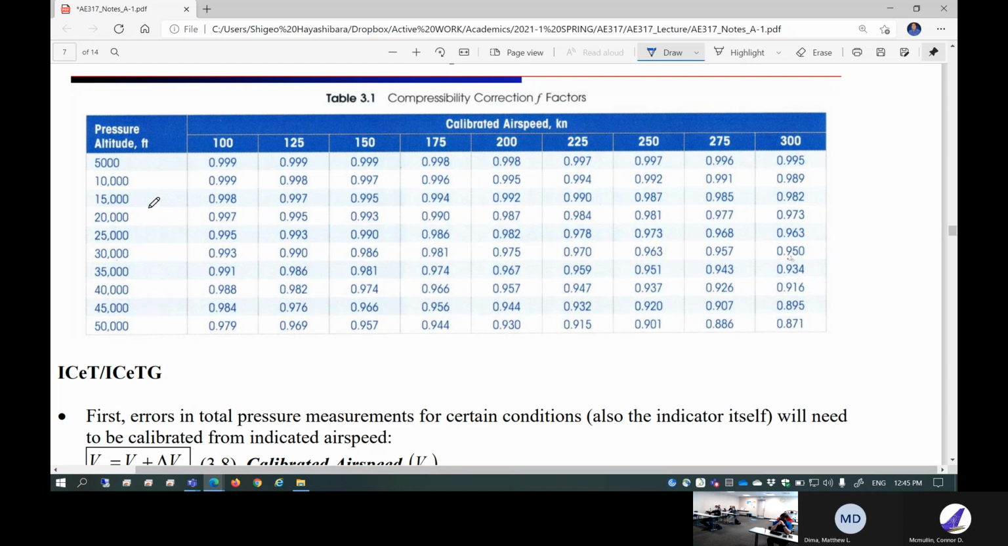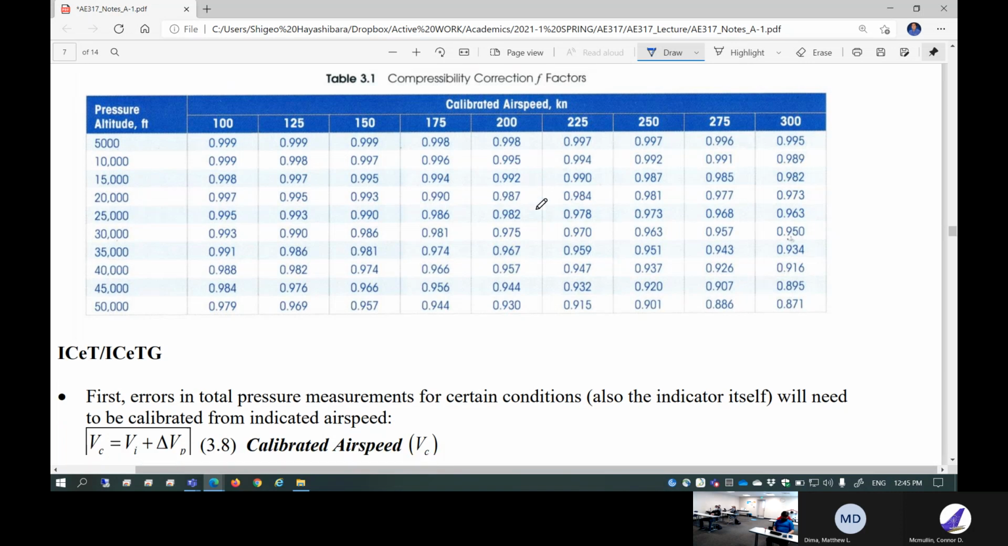That's called pressure altitude. Do you trust it? No, right? It's only an estimate. Who knows if today is a standard day? Anyway, pressure altitude is 15,000 and your calibrated airspeed is, let's say, 200 knots. You multiply by 0.992 to get equivalent airspeed. That's what you do.